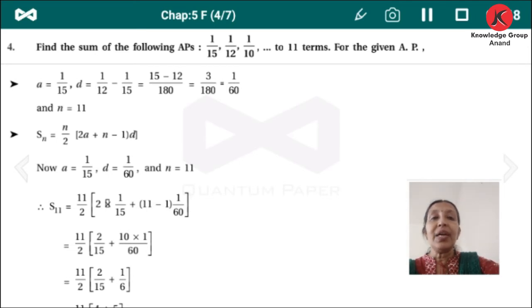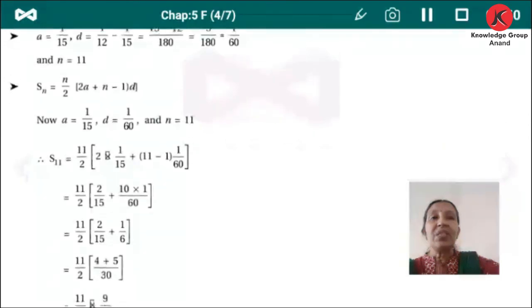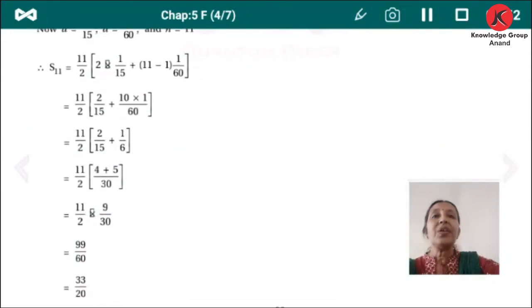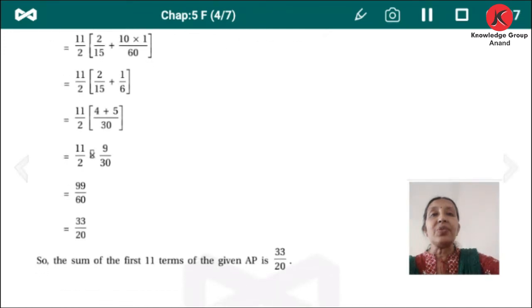Using the formula, S11 is equal to 11/2 times [2 times 1/15 plus (11 minus 1) times 1/60], which is 11/2 into [2/15 plus 1/6]. The LCM is equal to 30.